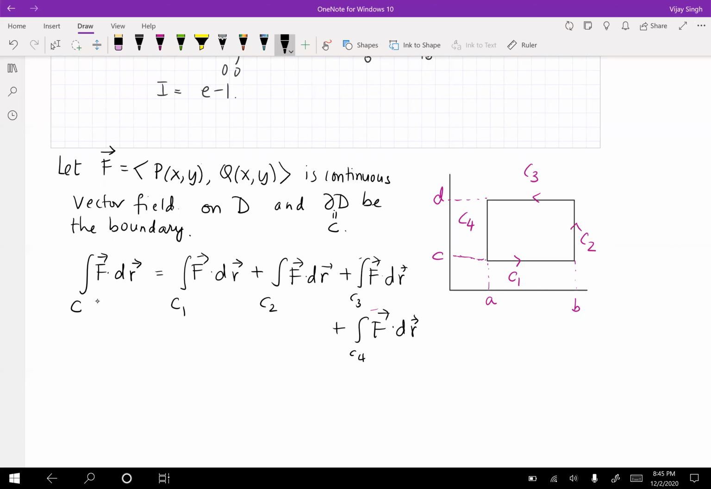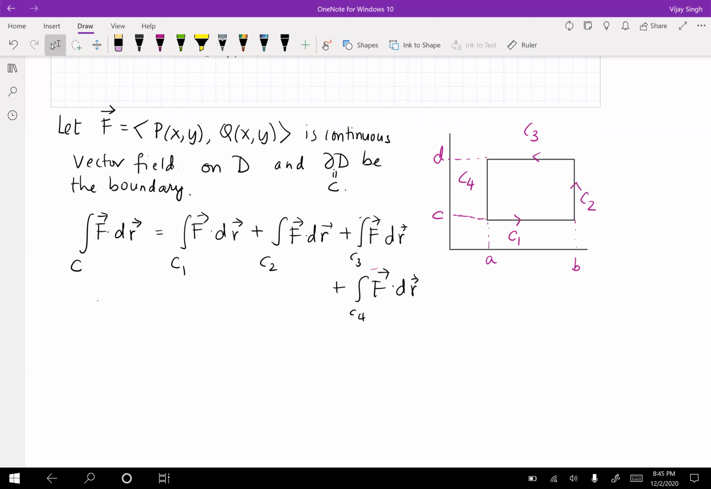Now let's write down the parameterization for each of these. So C1, what is the parameterization for C1? C1 is this piece of curve here, from here to here. And C1 is parameterized by, say, R1(t), which is simply, so your y remains fixed as c, and your x is t. t goes from a to b.